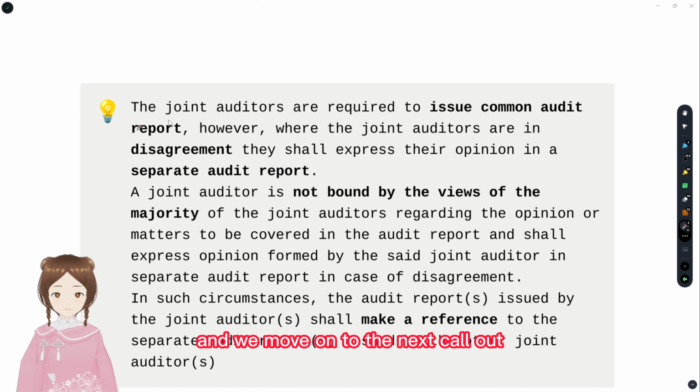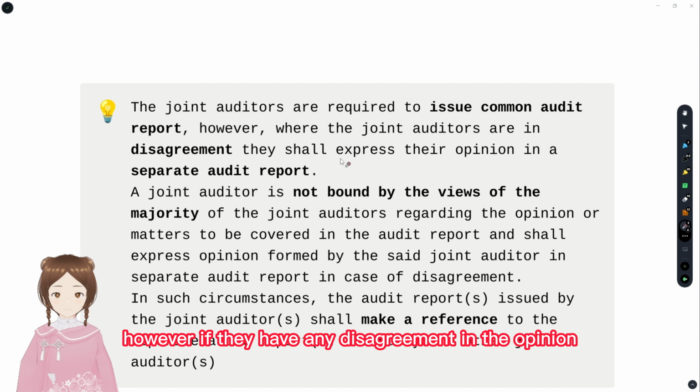We'll move on to the next callout here. The joint auditors are required to issue a common audit report. Why do we go to the entity? We go to the entity to form an opinion on the financial statements and give an audit report. So how should that audit report be? That audit report should be common. One financial statement, one audit report. Even though several auditors do the work, they should give a common audit report.